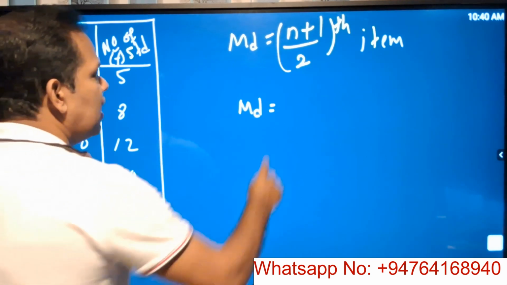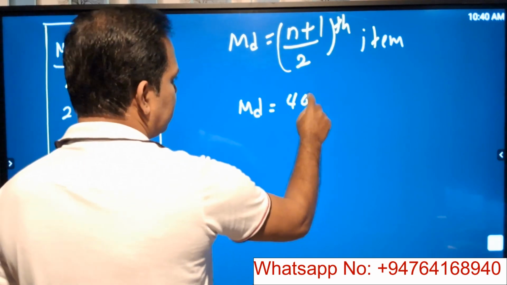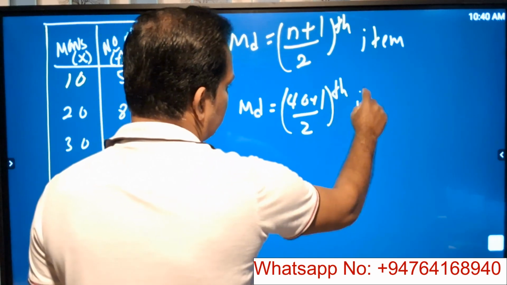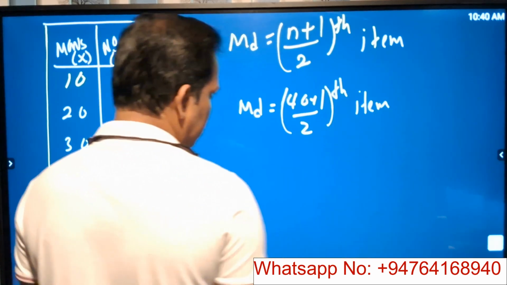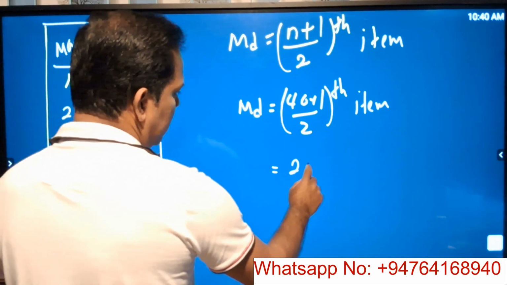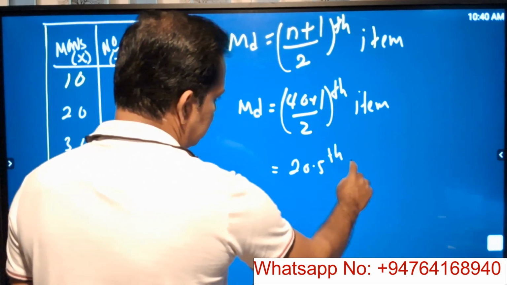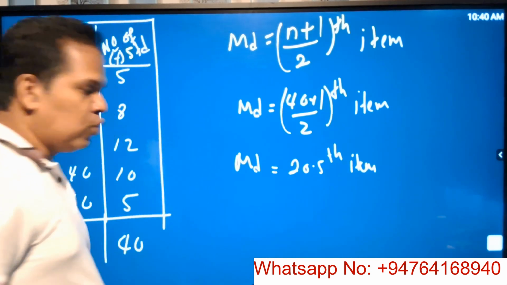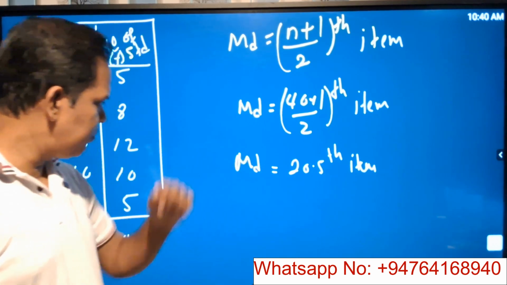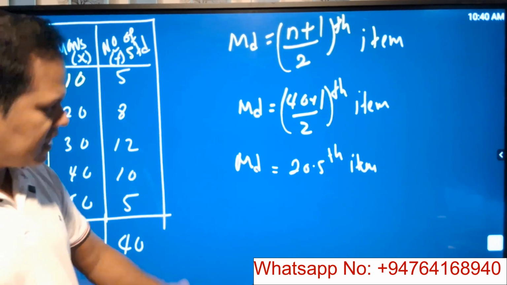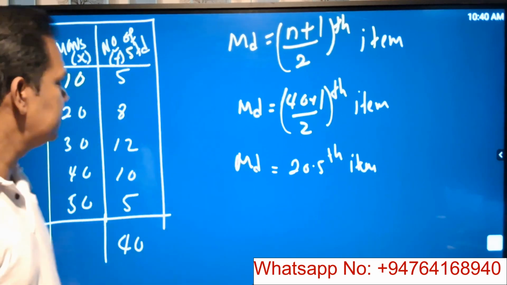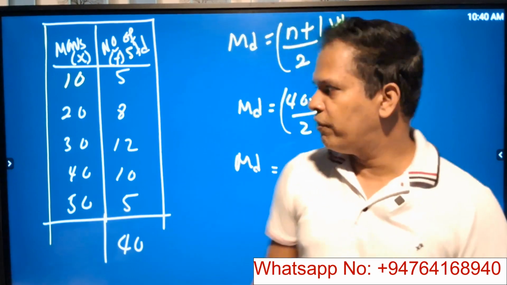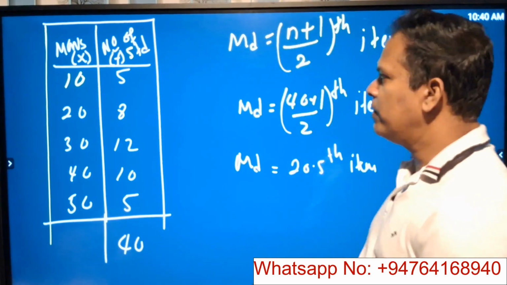n is 40. 40 plus 1 divided by 2. After simplifying, you get the answer 20.5th item. Yes, the median is the 20.5th item. How do you find the 20.5th item? Or at least how do you find the 20th item? What is the way? How do you find the 20.5th item?